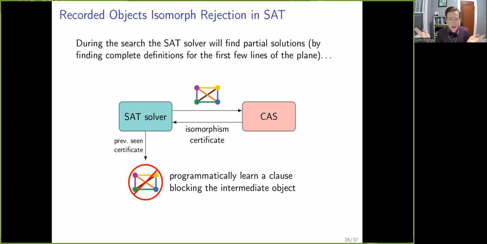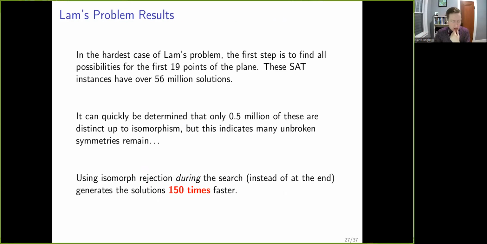And this is immensely powerful, right? Because this is a clause that the SAT solver would never have learned via resolution. Okay, so how does this actually work in practice? Well, Lam's problem can be split into several cases.